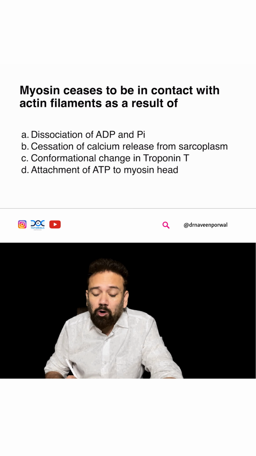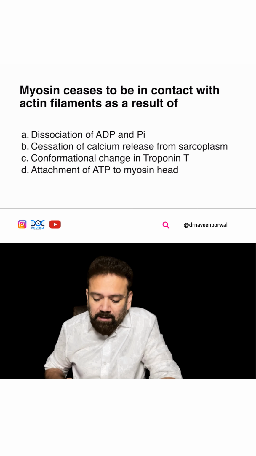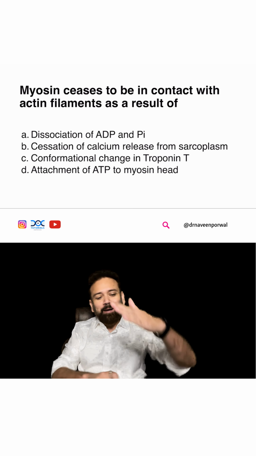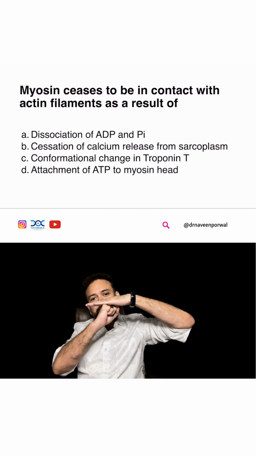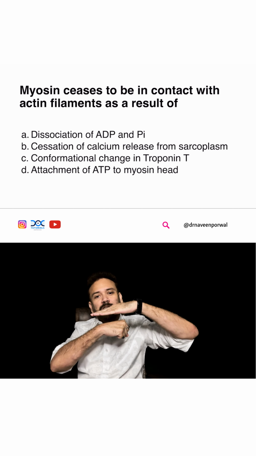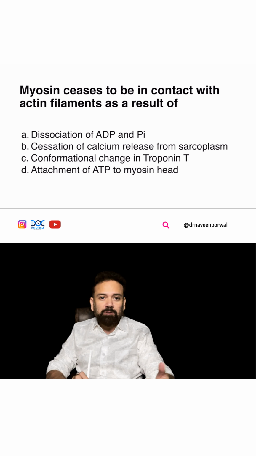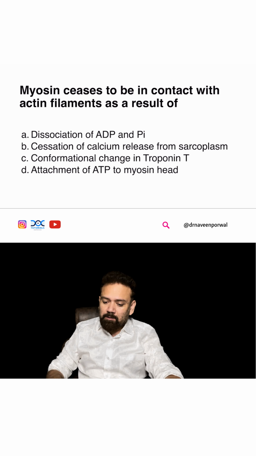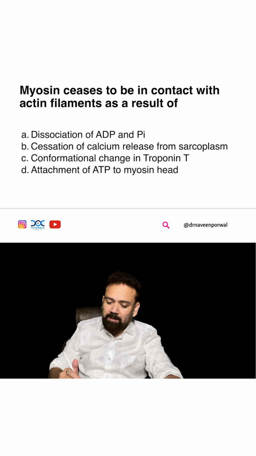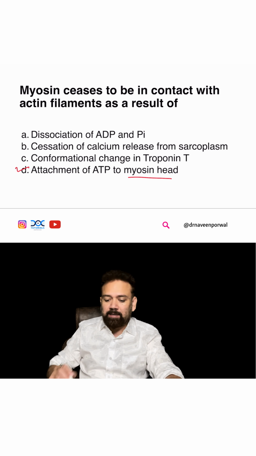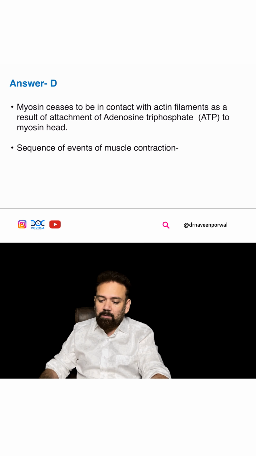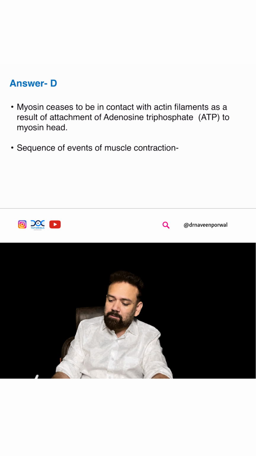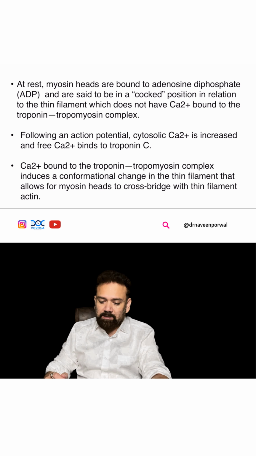Myosin ceases to be in contact with actin filaments as a result of... Okay, so myosin, this is your myosin, this is your actin. When ATP comes, it is dissociated. It is a very often repeated concept that when ATP comes, it dissociates the head of myosin from actin. So myosin ceases to be in contact when attachment of ATP happens to the myosin head. But let me discuss this. So myosin ceases to be in contact as a result of attachment of ATP to the myosin head. Okay, correct sequence. Okay.